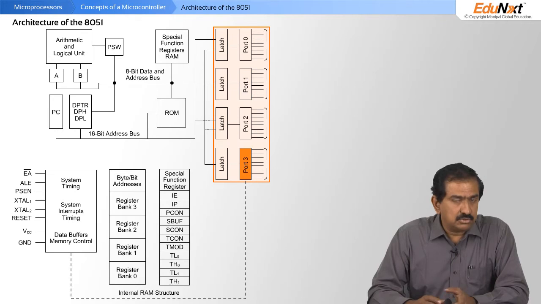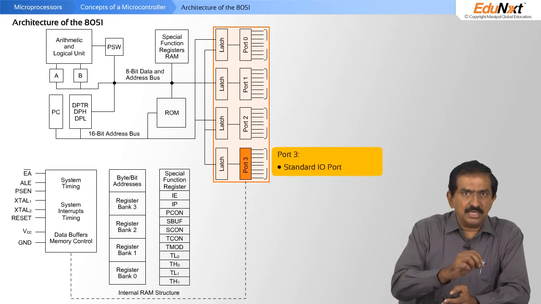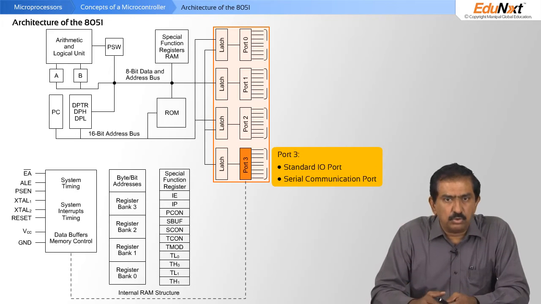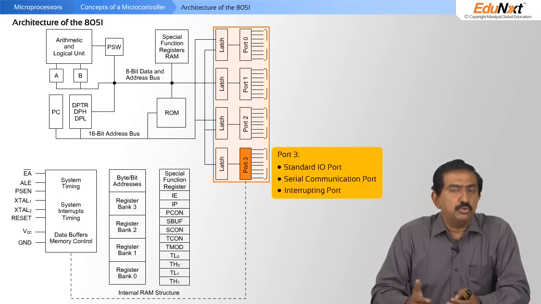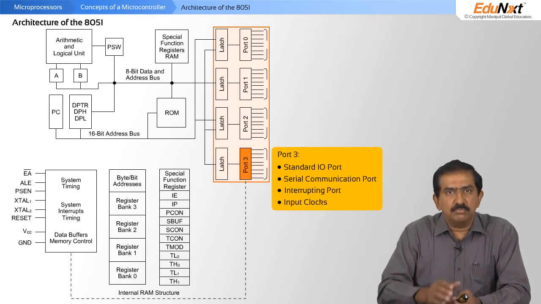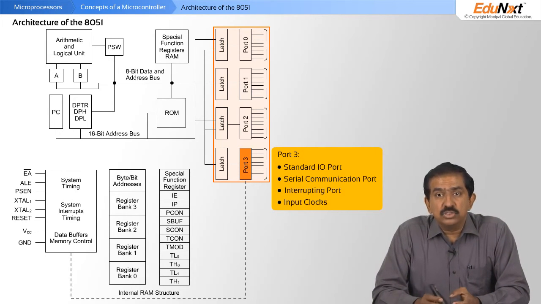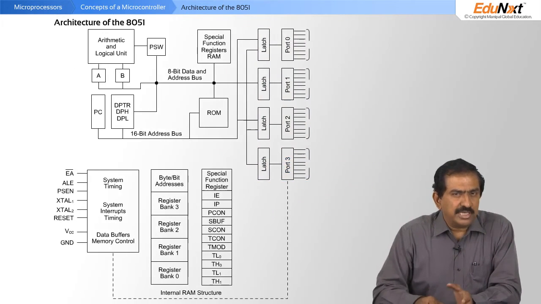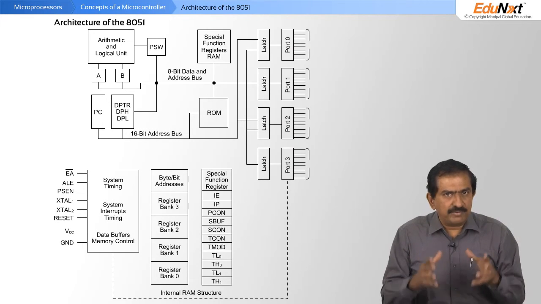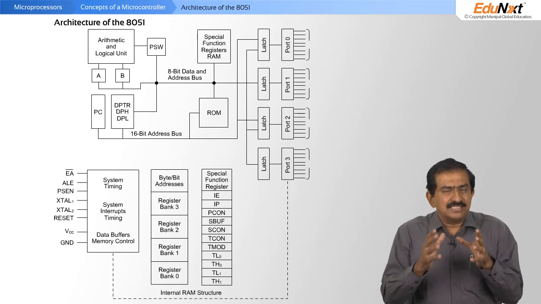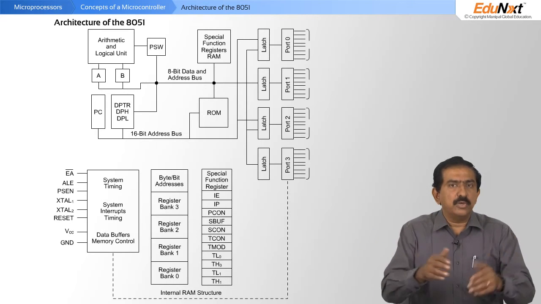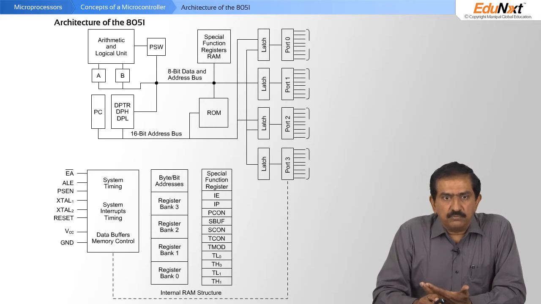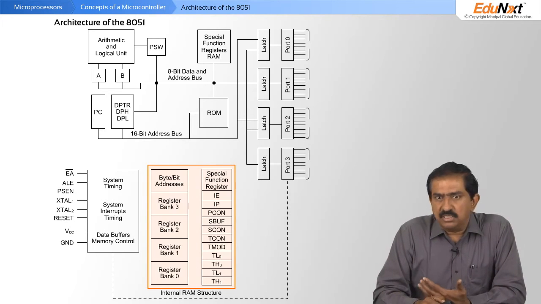Port 3, on the other hand, the last port, can be both an I/O port or can be used for a variety of applications. It can be used as a serial communication port, as an interrupting port, to input clocks into the microcontroller, or as read-write signals for external memory. So the design of the 8051 has been optimized such that it reduces external hardware required to design a complete system.